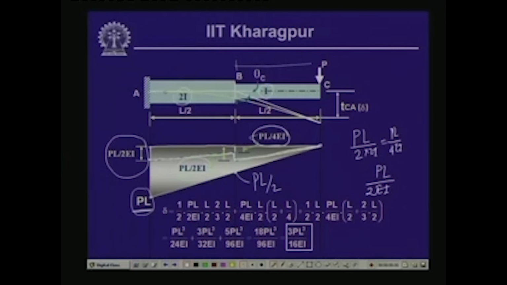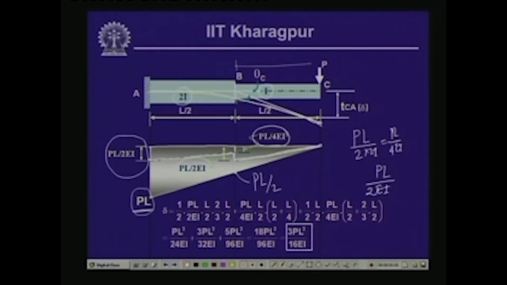And the second of the moment area theorems states that the tangential deviation of any point on the elastic curve with reference to another point on the elastic curve, where you draw the tangent at that particular point, is equivalent to the moment of the M by EI diagram between those 2 points taken about the former point. So, if we do that, it is expected that the elastic curve is moving like this.